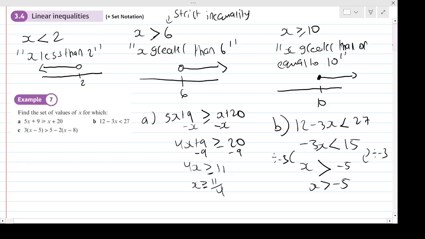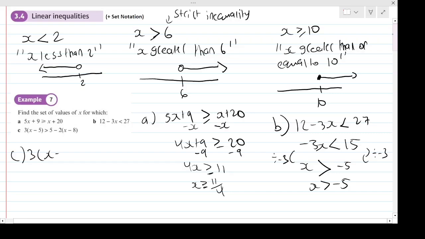So that's the only caveat, right? We treat it like an equation, except for the case when you divide or multiply both sides of the equation by a negative. Then you have to flip the sign like we saw there. Cool. Okay, let's have a look at part C then.